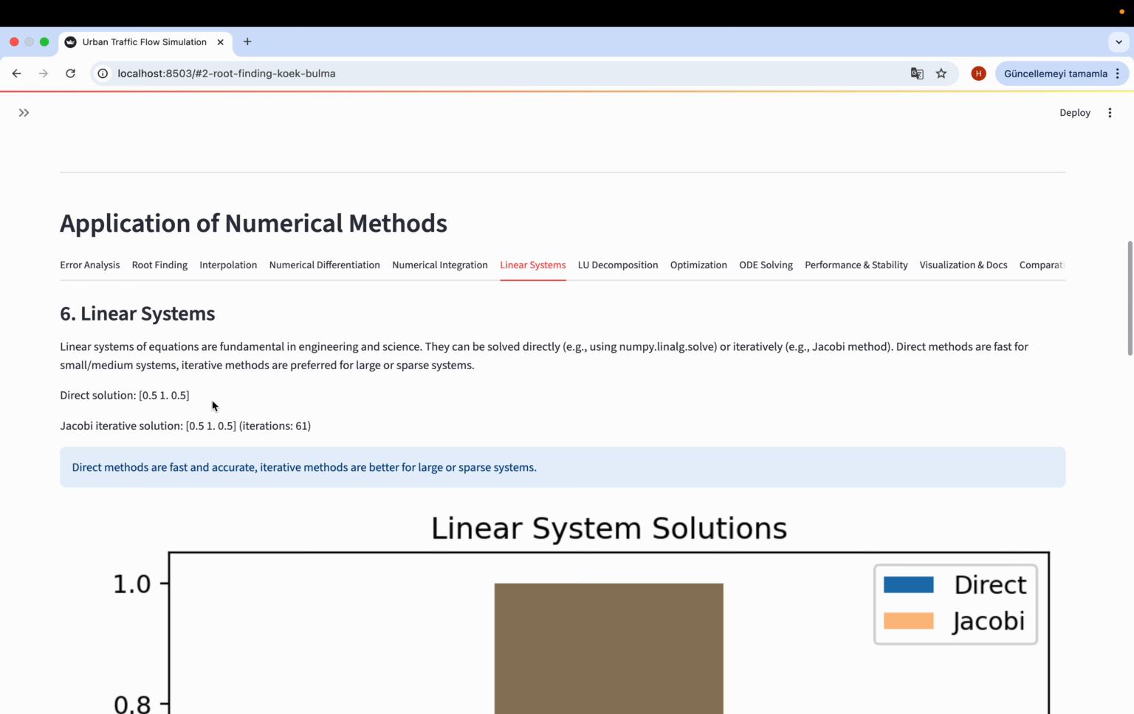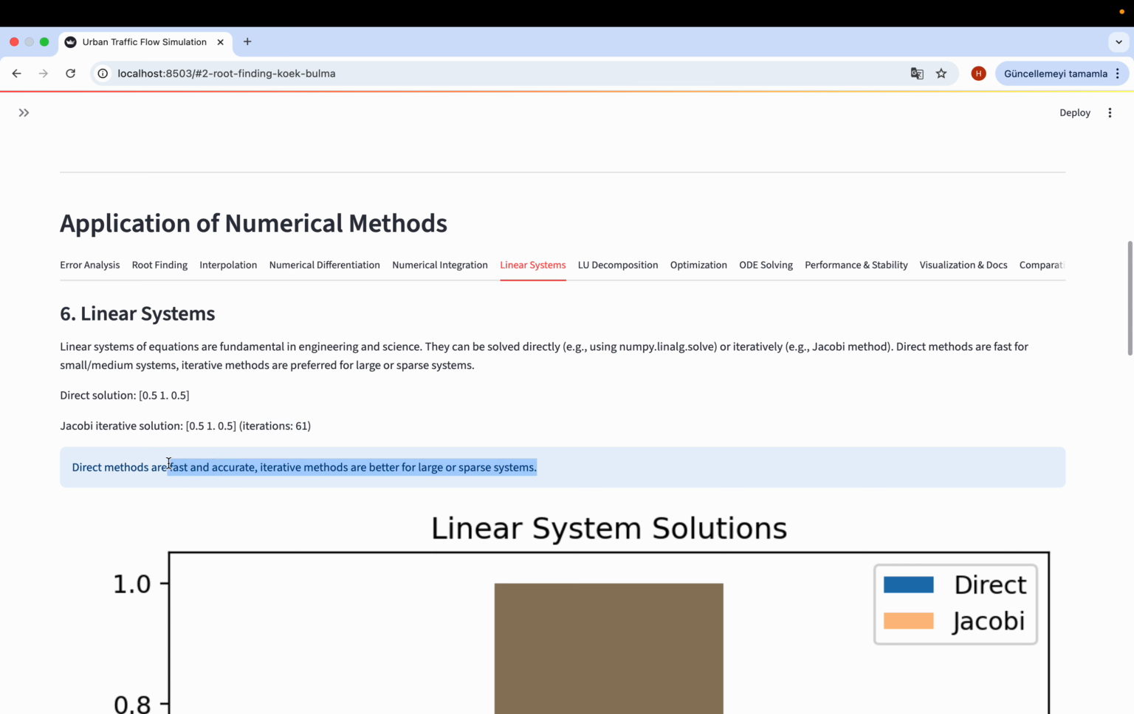And direct solution, NumPy linalg.solve, gives 0.5, 1, and 0.5 again. Jacobi iterative solution gives the same numbers, but the iteration count of 61 is different.